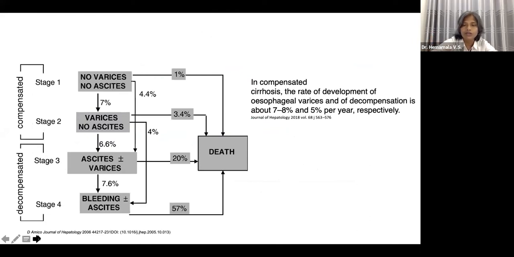From the 2 compartments, we have now come to 4 compartments. In the compensated state itself, and I want to concentrate here, there are 2 stages: those without varices and those with varices. Both have no symptoms, but those without varices have less than 1% chance of mortality, whereas those with varices have 3.4%. That means even in the compensated state, if you have varices, you are not going to do so well.